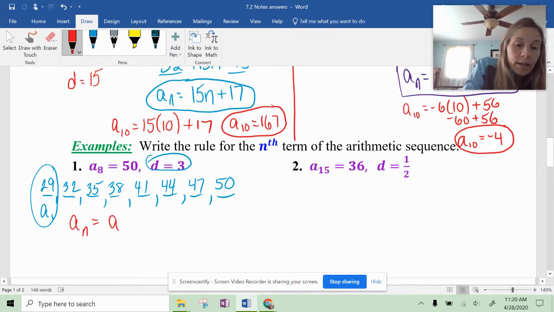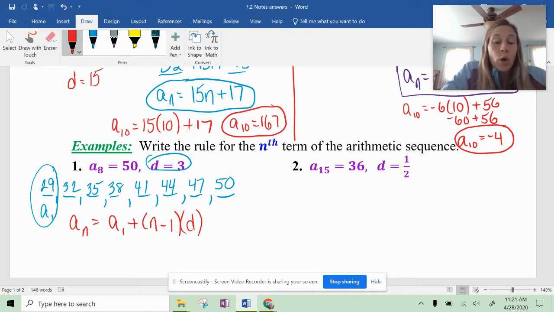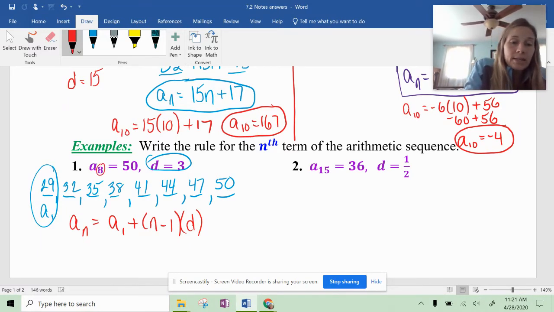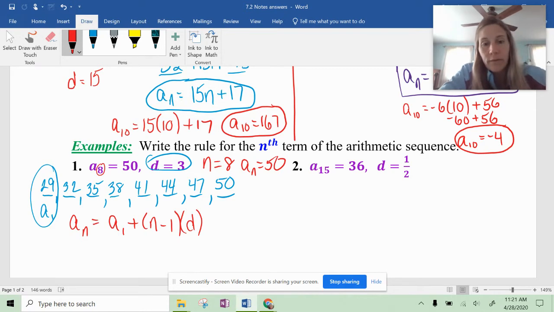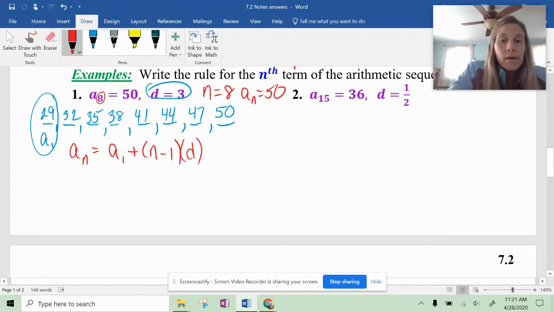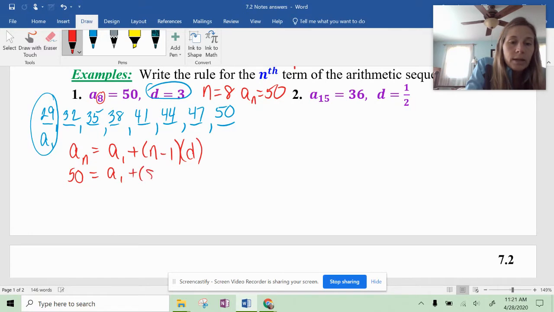So if we have a sub n equals a sub 1 plus n minus 1 times the d, right? So they're giving us basically an n value. This 8 is our n, and then the a sub n is the 50. So they're telling us the 8th term is 50. So we can plug those in to then find the a sub 1. So if I plug that in, I would have 50 equals a sub 1 plus 8 minus 1 times 3.